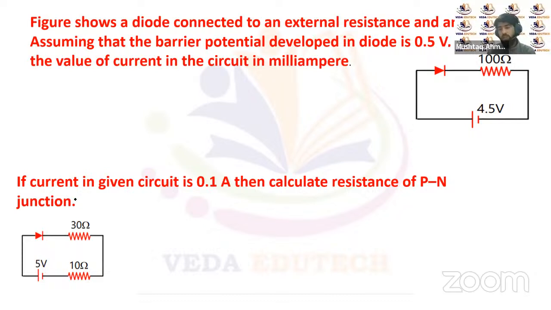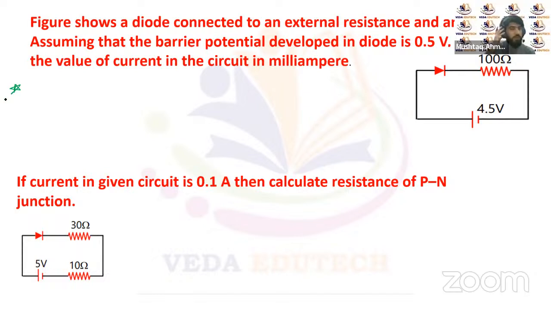Now, there is a total supply of 4.5 volts by the battery, right? 0.5 volt will be utilized in breaking the barrier potential of this diode, right? Then only there will be current because of the majority carriers in this circuit, or we can say the current will be detected, right? So there will be a potential equal to 0.5 volts across this diode, right?